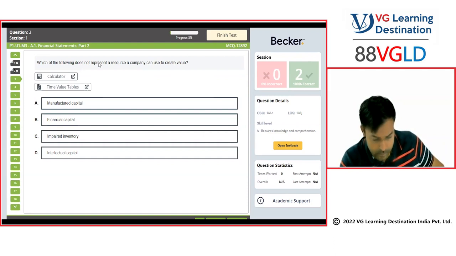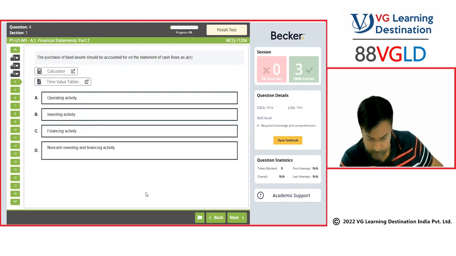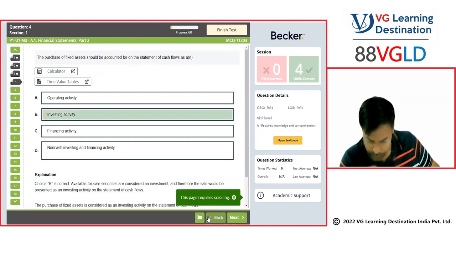Which of the following items does not represent a resource that the company can use to create the value? You're saying impaired inventory. Correct. The purchase of the fixed assets should be accounted for in the statement of the cash flow as an investing activity. Correct.